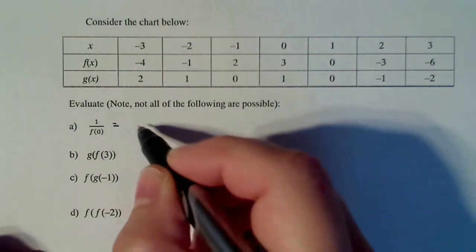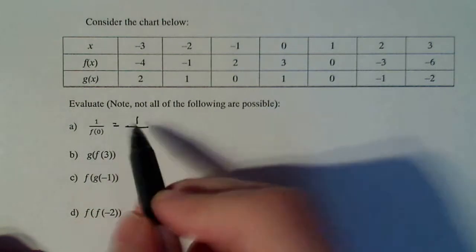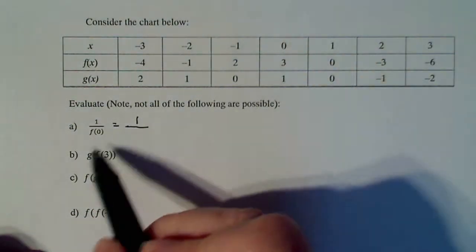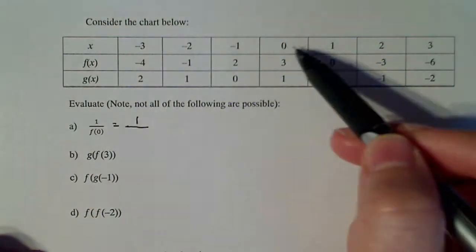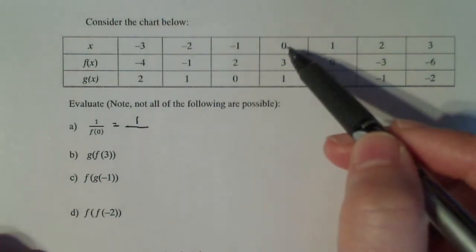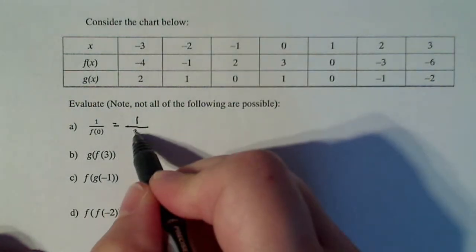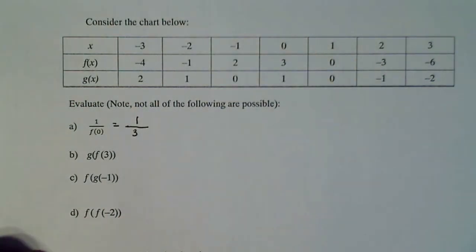A point on f is 2, -3. So if I want to evaluate 1 over f of 0, well, 1 stays 1 because it's just 1. Now that's telling me that x is 0, and then I want to find f of 0. So x is 0, and f is the second row, so that's going to be 3. So 1 over f of 0 is 1/3.